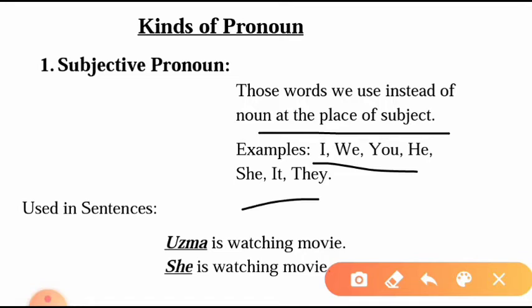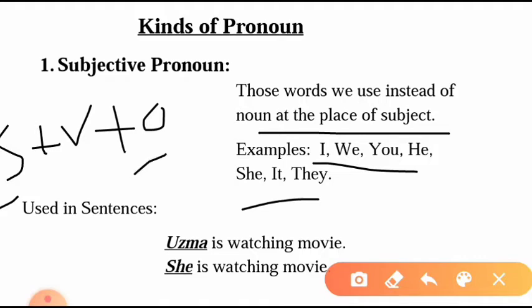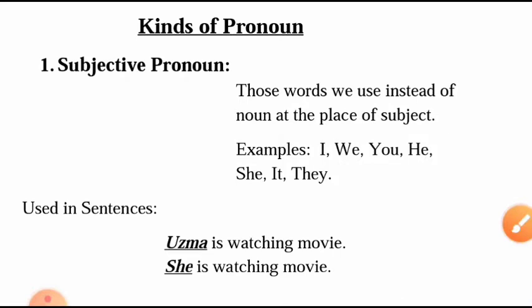As we know, in a sentence we usually need three things: subject, verb and object. Subject usually takes place at the starting of the sentence, and object at the end of the sentence. We use verb between them. So these are all the pronouns: I, we, you, he, she. These are all the pronouns that you use at the place of subject in the sentence. See the examples to make it clear.